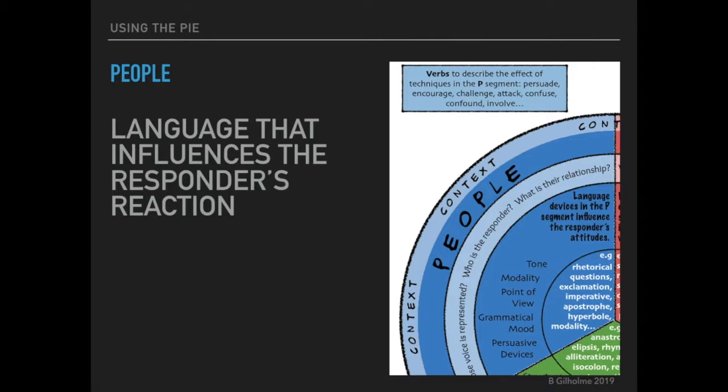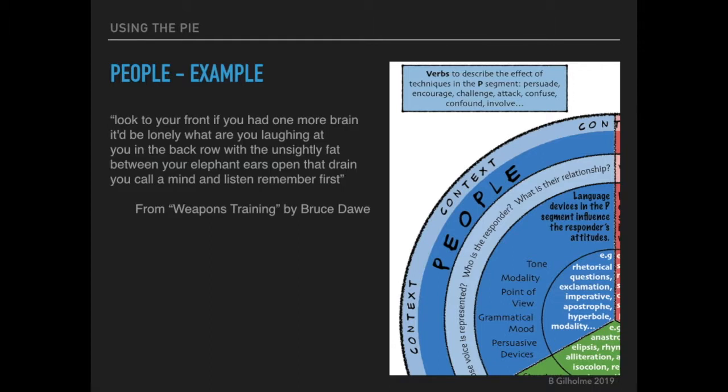So it's about using language to get other people to do something, think something, feel something, or change their attitude in some way. So I'm using an example from a poem by Bruce Dawe. It's called Weapons Training. And it's basically a dramatic monologue, and it's spoken by a drill sergeant to a bunch of new recruits. I've taken an extract out of this to look at the way that this is constructed through the language.